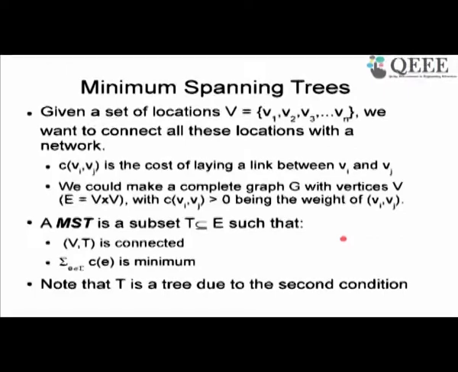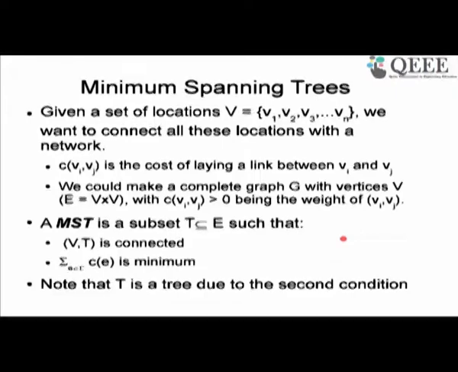I want to take a subset of the edges of the graph such that firstly Vt is connected. I want to connect all the nodes, right? So Vt has to be connected, and such that the cost of the edges in T, if you add up, that will be minimum. The least cost way of connecting all the vertices.